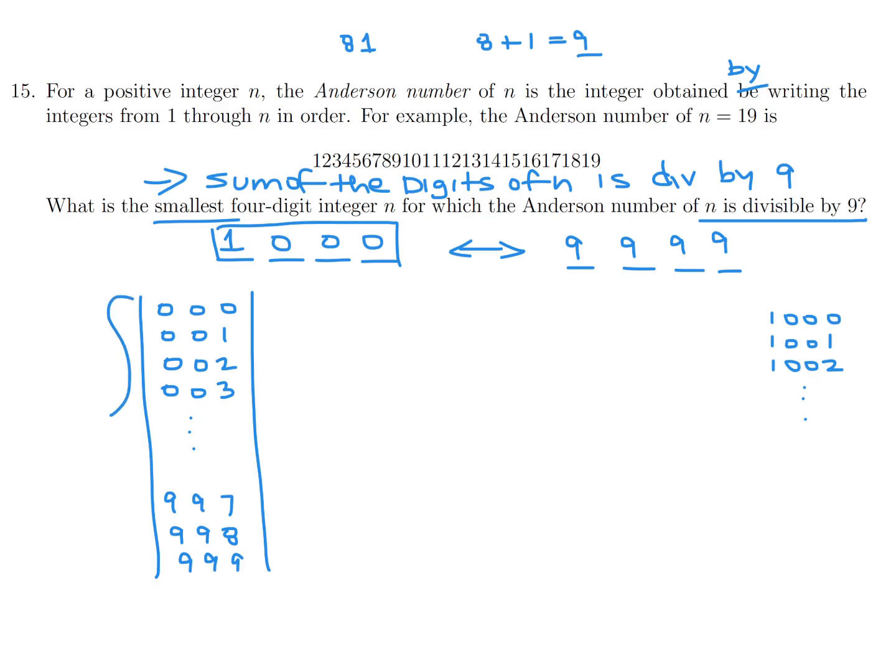So if we look at this right here, we have 1000 of those, and each has 3 digits. So we have 3000 digits.